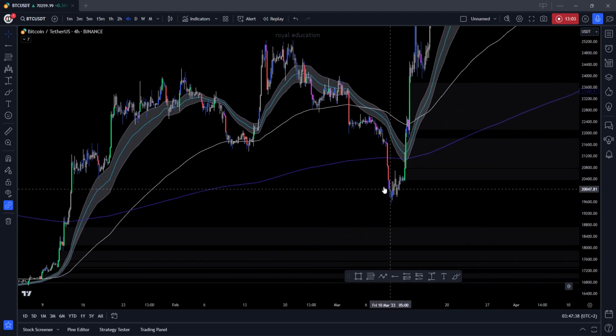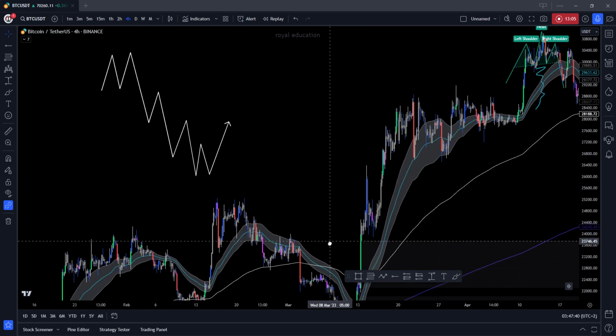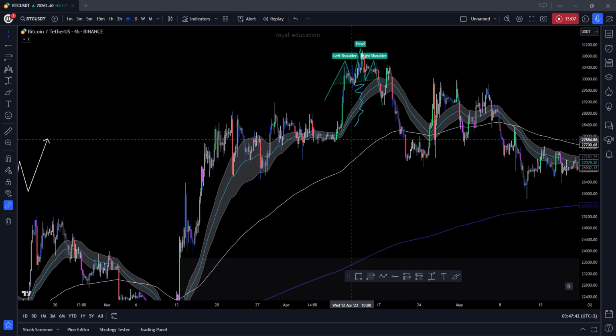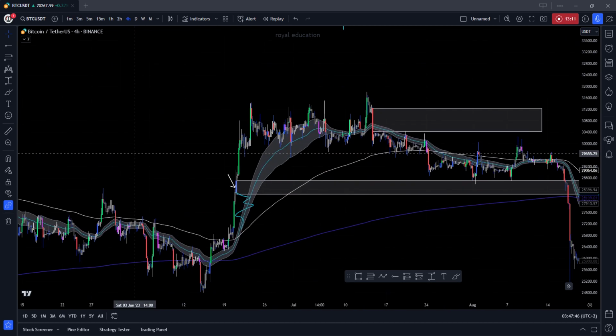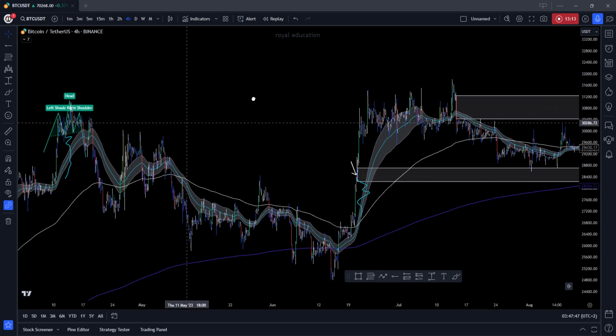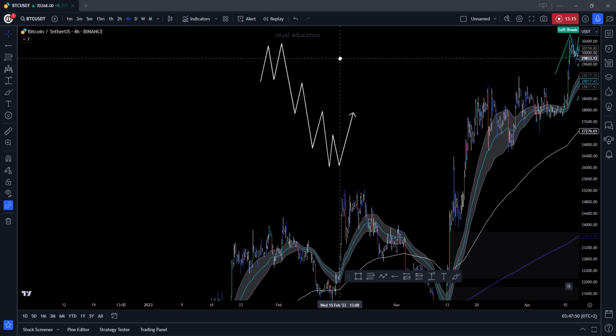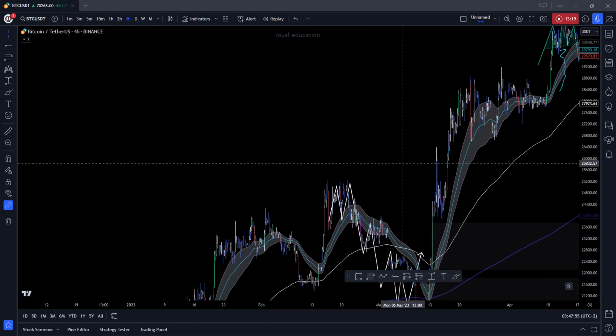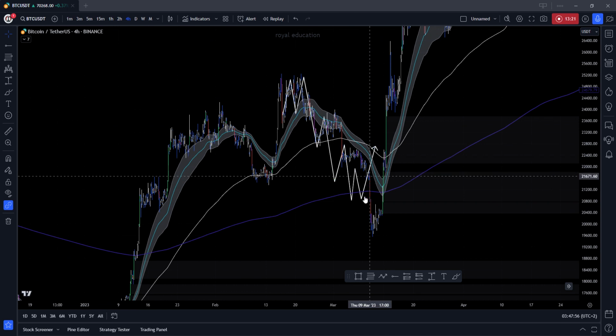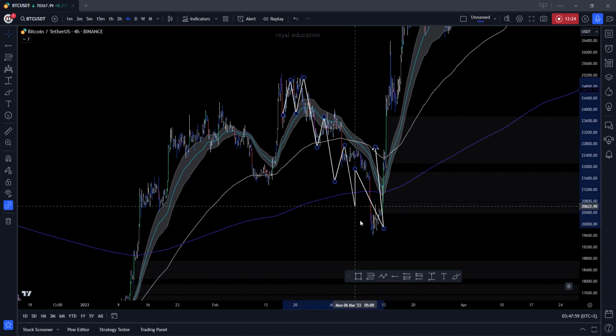Collecting liquidity, a W formation type thing, move up, and again, continue the cyclic pattern right here, again and again and again. You're gonna see them appear everywhere on your chart, man. Just get used to seeing them. Really get used to seeing them, man, and then you will understand the market in a better way. Okay.